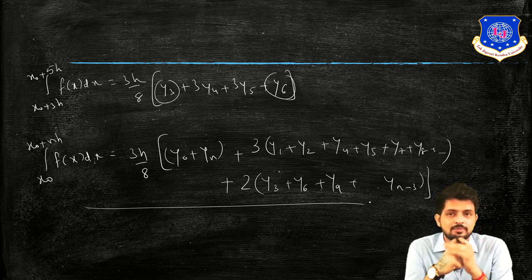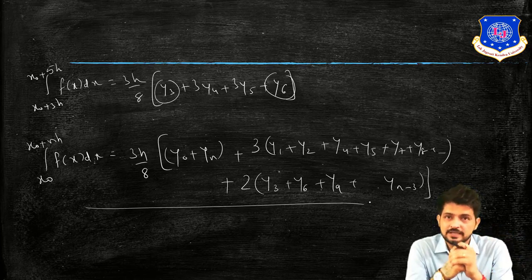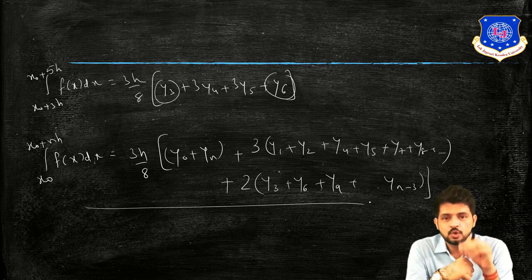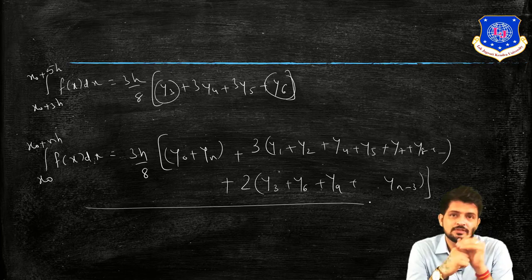What you have to remember? 3h by 8 first term plus last term plus 3 into sum of the terms excluding the multiple of 3 terms plus 2 into sum of the multiple of 3 terms. Multiple of 3 means y3, y6, y9 and so on. Okay, so in this way you can solve the numericals of this method by using this formula.